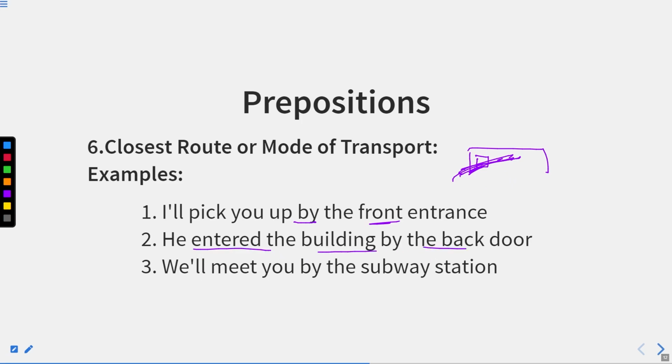He entered the building by the back door. So the house or the building has two doors, one behind and one on the front side. So this is the back door, and he entered from this side. So we can use by because this is the route or the mode of transport. We will meet you by the subway station. So by the subway station means at this particular point of place. So we can use by. Now let us move to the next one.